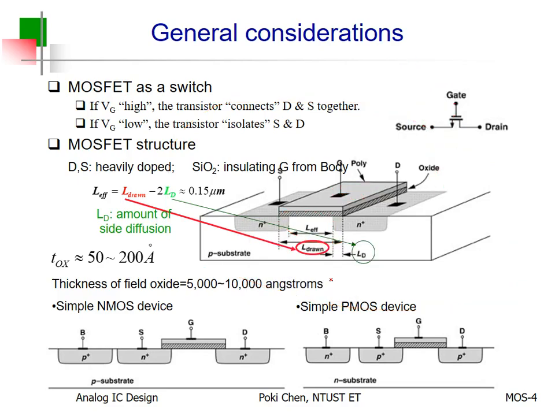So, how does the channel help to conduct anything? Later we will explain. But from the structure, you need to know that the source and the drain need to be highly doped. So you can see N plus and N plus. Why? Because we need to reduce the parasitic resistance.